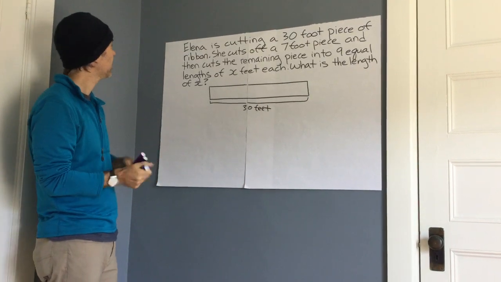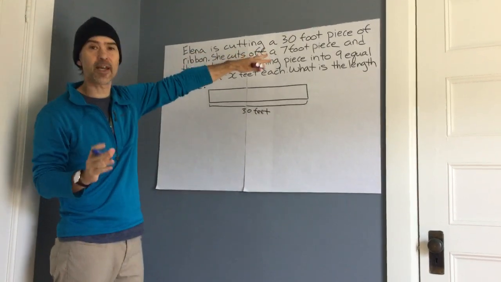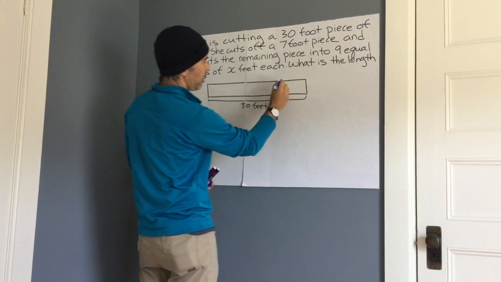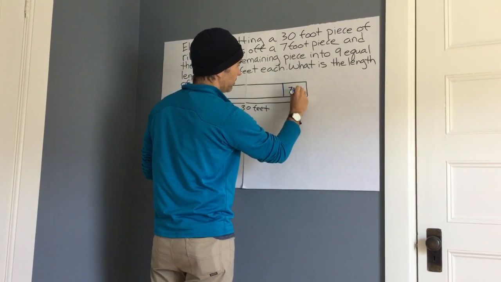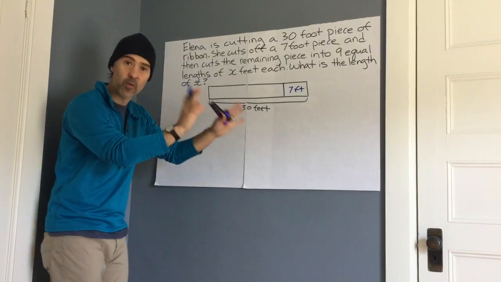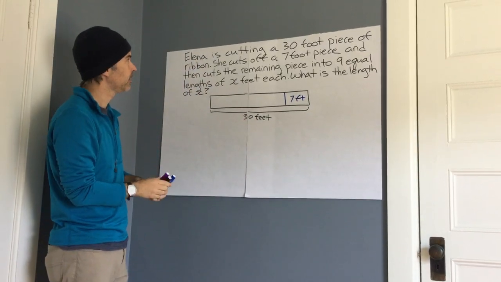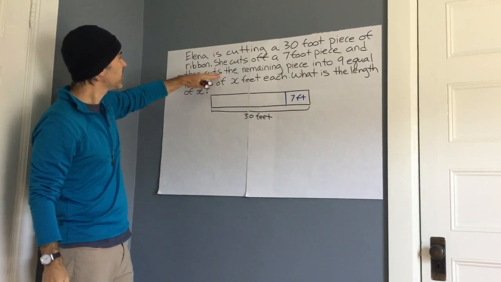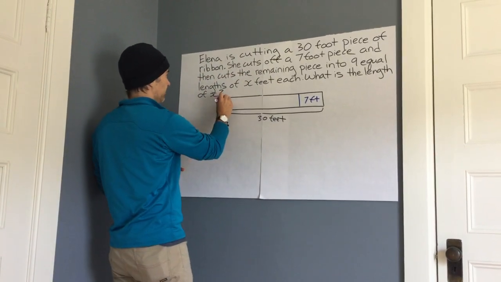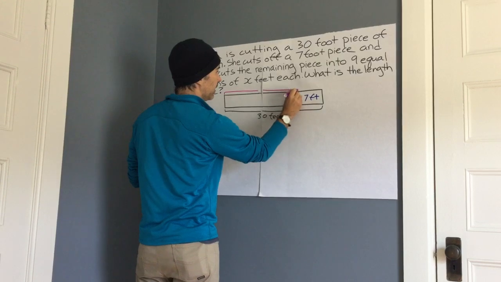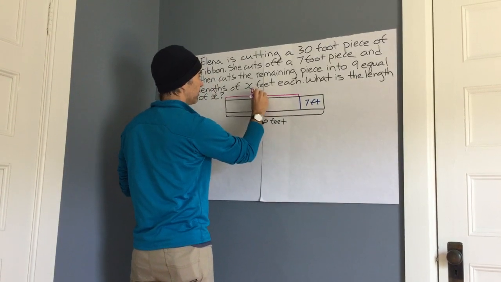Now, Elena cuts off a 7-foot piece. So she takes this piece, which is 7 feet. She cuts that off, so we know that. Then she cuts the remaining piece. So here's my remaining piece, and this is what's remaining.